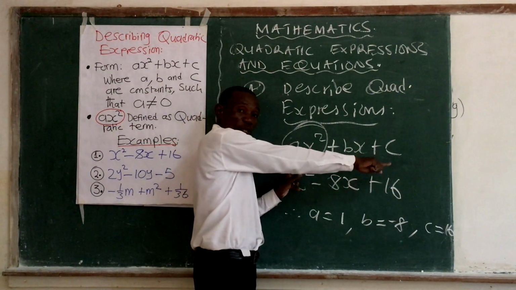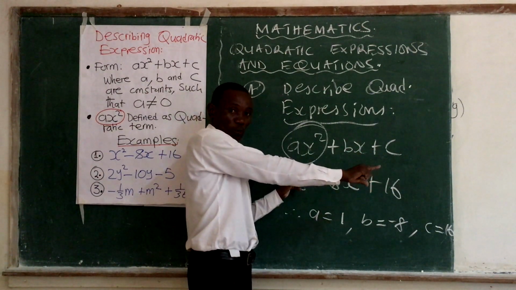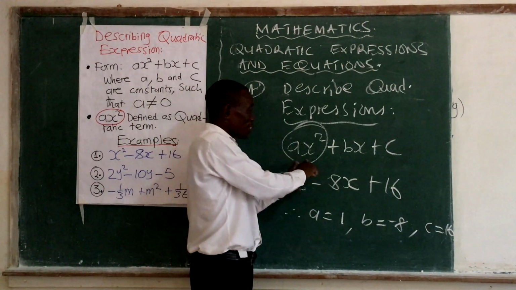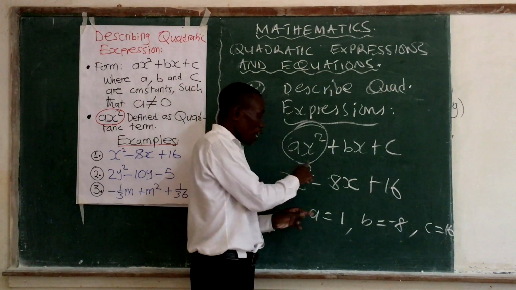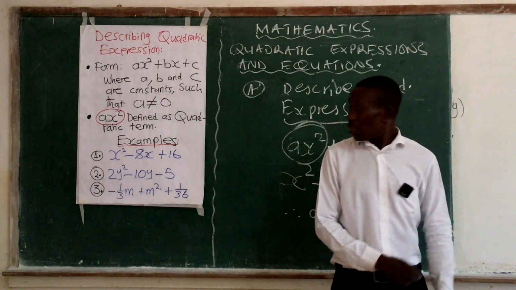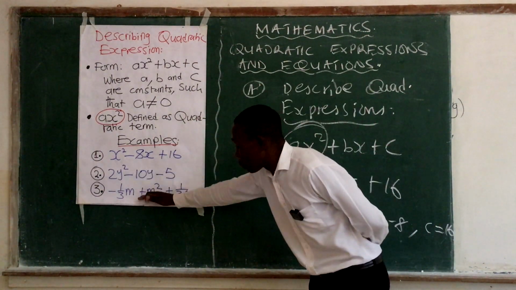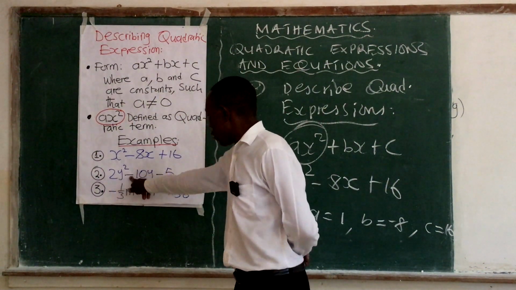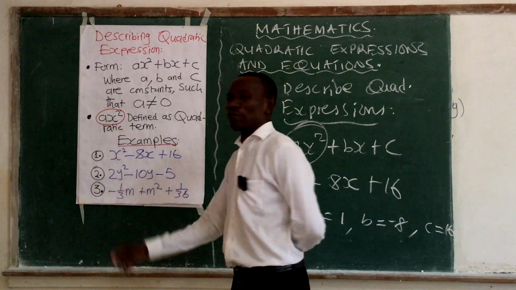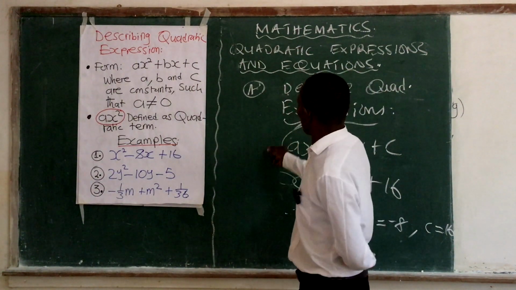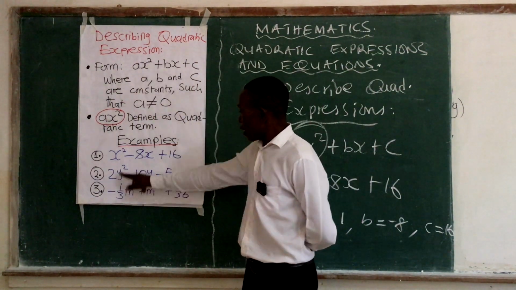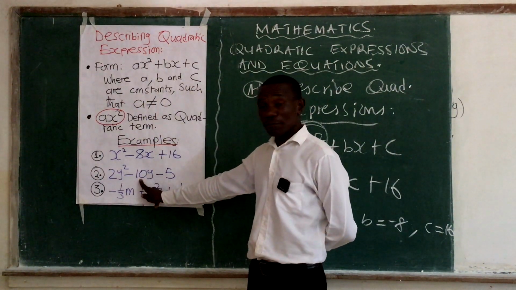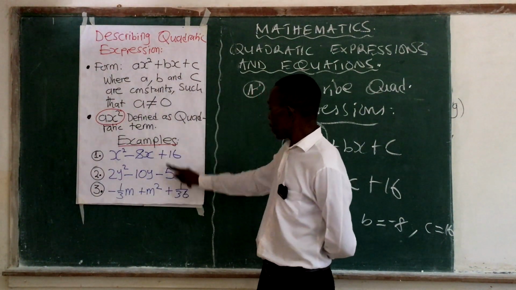It means the entire expression will no longer be what? A quadratic expression. So this term here always is known as the quadratic term, and the value of a shouldn't be equal to 0. Similarly, for the rest of the two examples here, in the second example, 2y squared minus 10y minus 5, you can tell that the value of a here is 2. Value of b here is minus 10. Value of c here is 5.